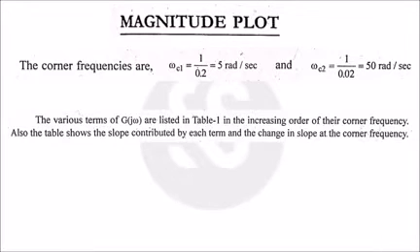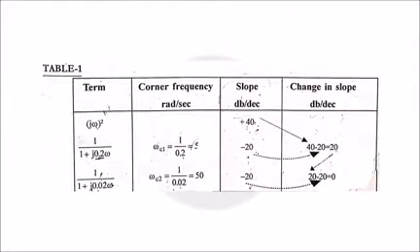Also, the table shows the slope contributed by each term and the change in slope at the corner frequency that I need to show. So here I can get two corner frequencies, which are 5 radian per second and 50 radian per second. There might be a different problem where you can get more than two corner frequencies also. So your duty is to find the corner frequencies and arrange them in increasing order like this. So the table should have 4 columns, and the rows should be the number of corner frequencies plus 2.